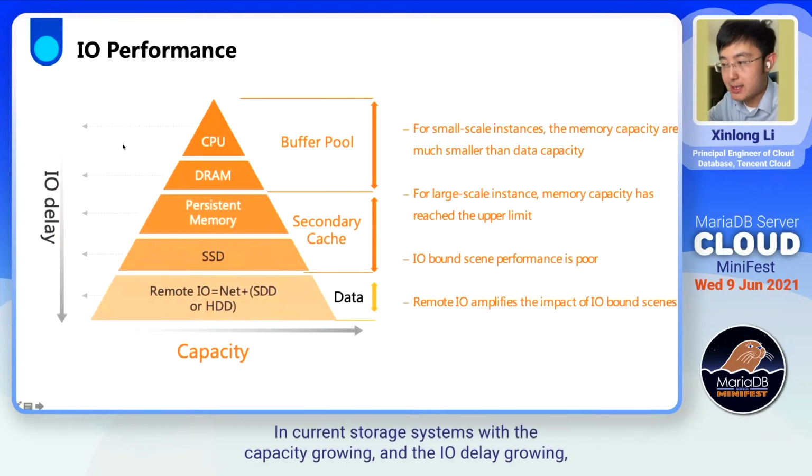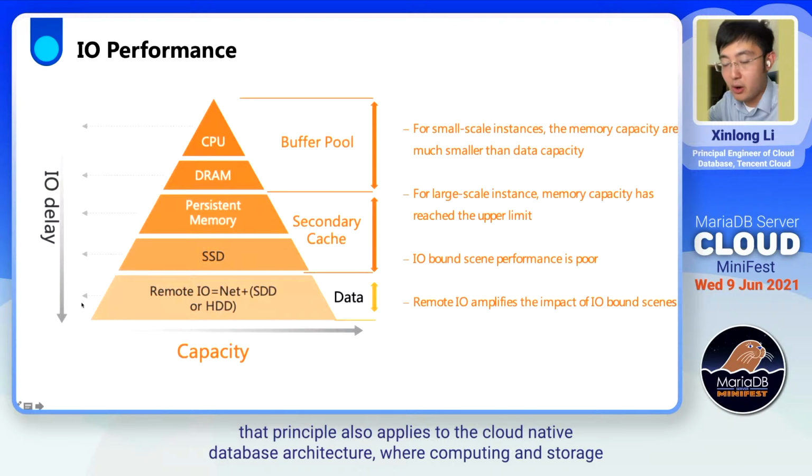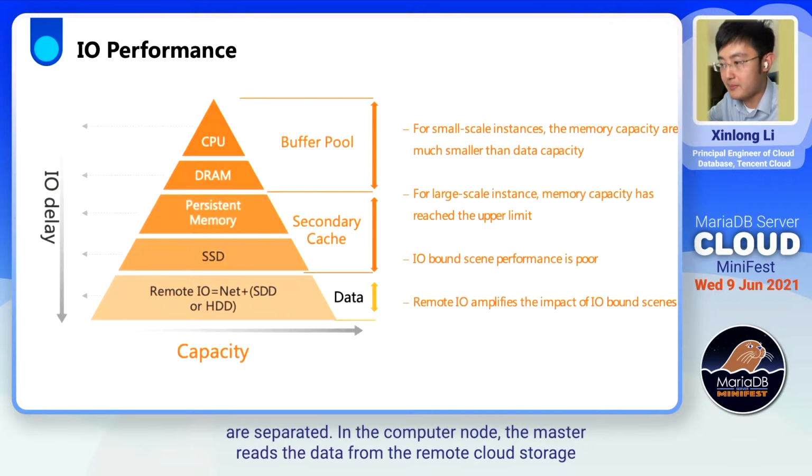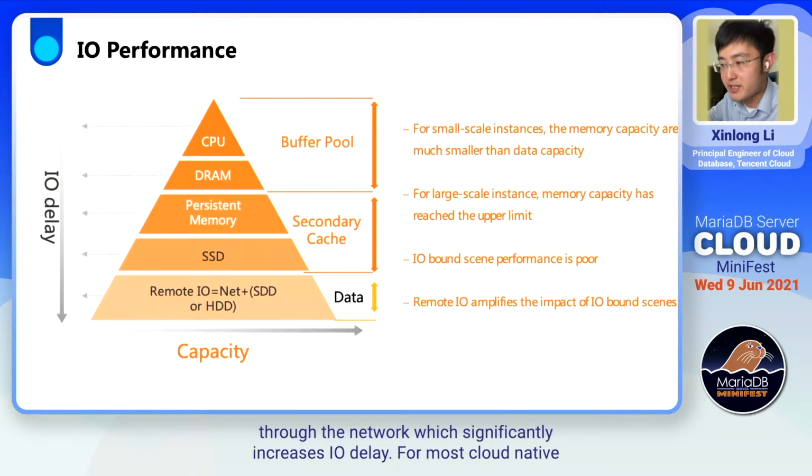In current storage systems, with the capacity growing and the I/O delay growing, that principle also applies to the cloud-native database architecture, where computing and storage are separated. Compute nodes must read the data from the remote cloud storage through the network, which significantly increases I/O delay.